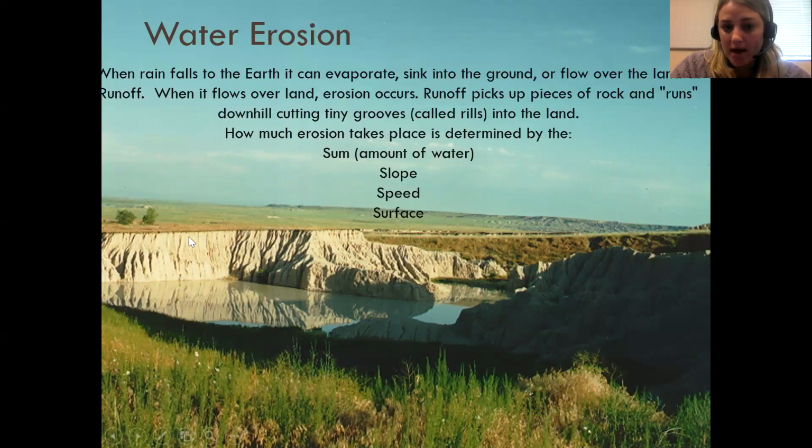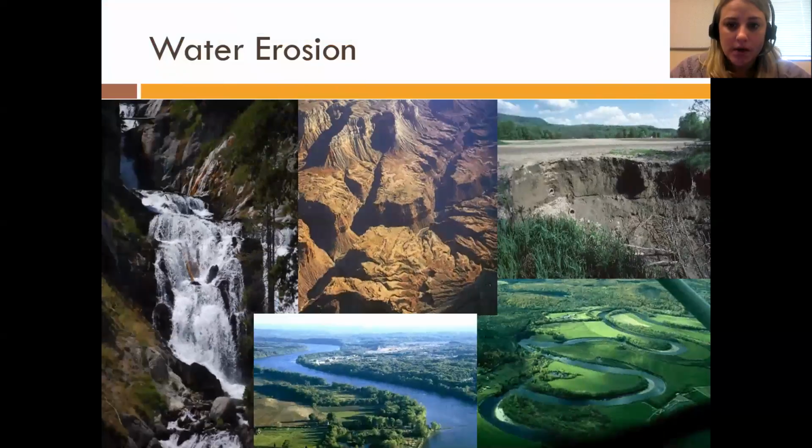Slope, okay, it's going to run faster. The higher the slope, the greater the speed. And then also, as time goes on, the greater the surface area. So again, the more exposure to the erosive force, that means that it's going to have a higher rate of erosion. So here's just some examples of water erosion.